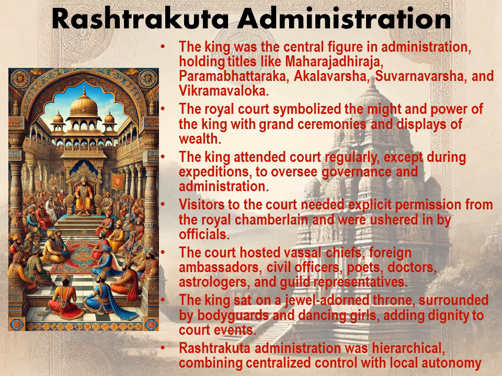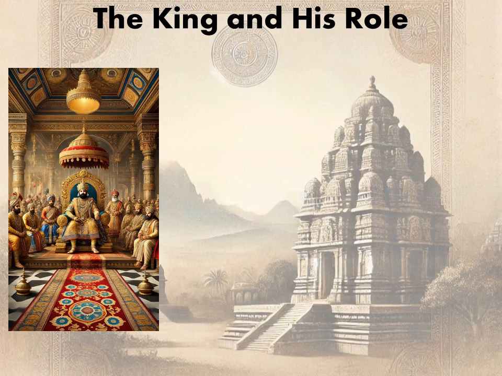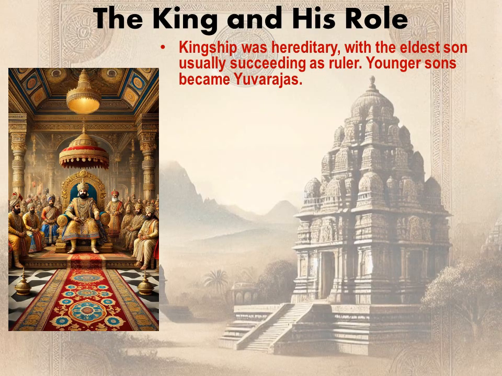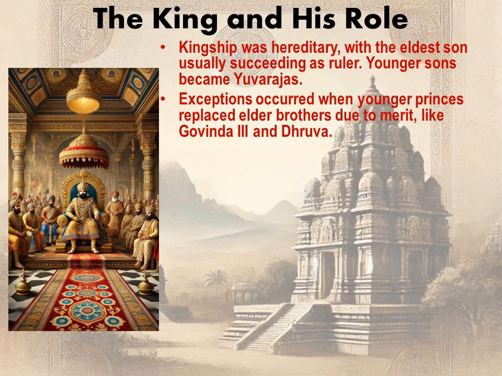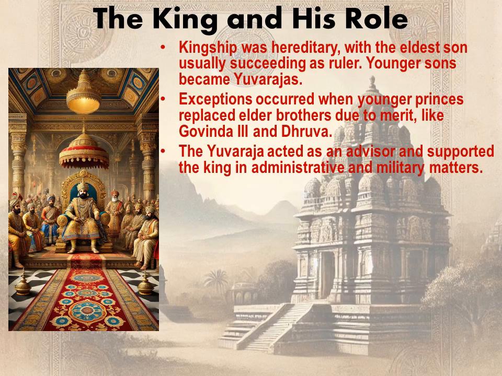Rashtrakuta administration was hierarchical, combining centralized control with local autonomy. The king and his role. Kingship was hereditary, with the eldest son usually succeeding as ruler. Younger sons became Yuvarajas. Exceptions occurred when younger princes replaced elder brothers due to merit, like Govinda III and Dhruva.